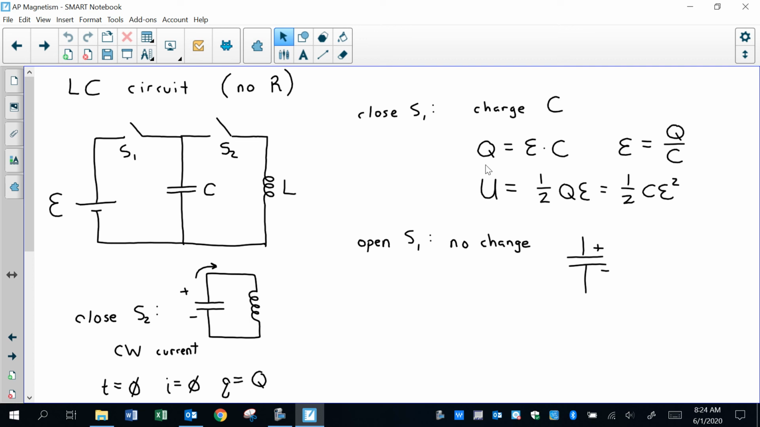So we get this thing to charge up. We can figure out the charge stored up. We can figure out the energy stored up. We can do all of that. Open up S1, and this is now stuck where it's at. I've got a little picture here. I've got a positive plate on top and a negative plate on bottom.